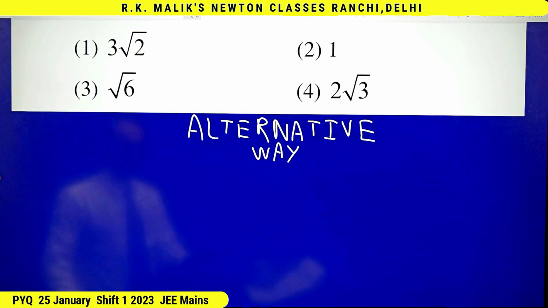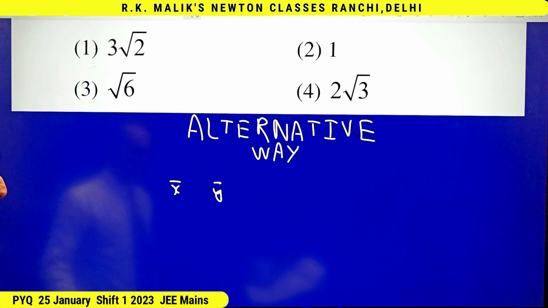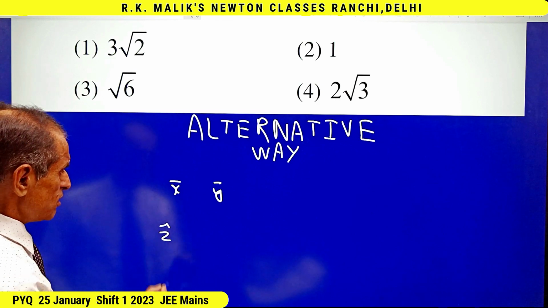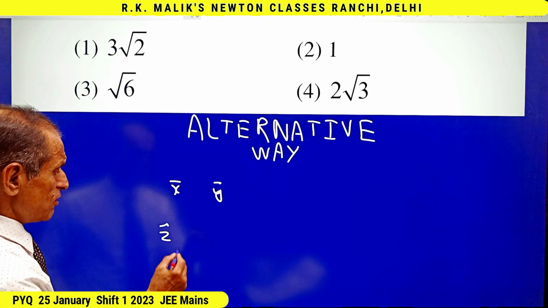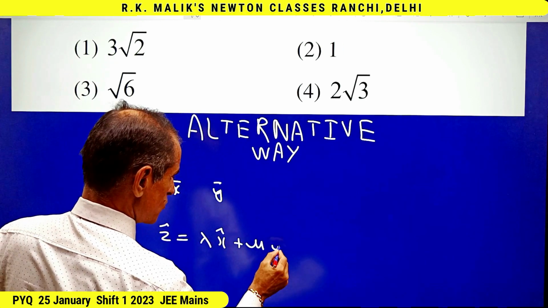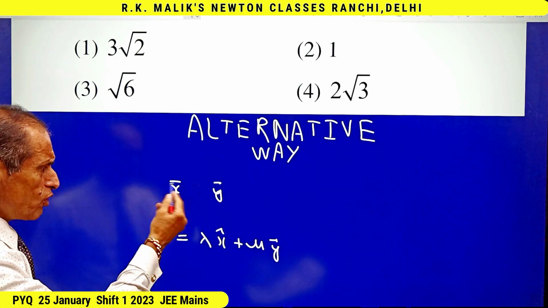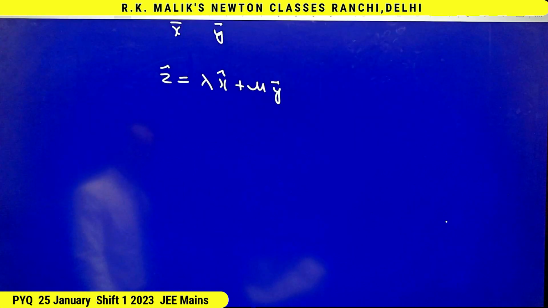The concept is, suppose x vector and y vector are two non-collinear coplanar vectors. Note that I am saying non-collinear also. Then any vector z lying in the plane of x and y will be of the form lambda x plus mu y. Whatever is the value of lambda and mu, this vector z will surely lie in the plane of x and y. And I will tell you one more concept also, which is not going to be used in this question, but because that is related to it, that is why I'm telling you.